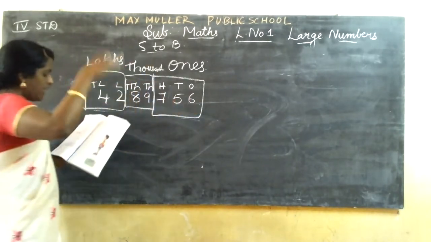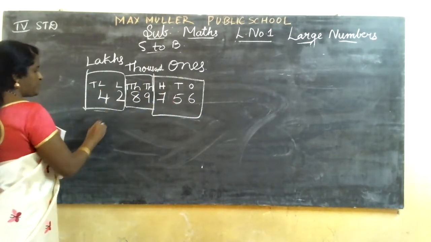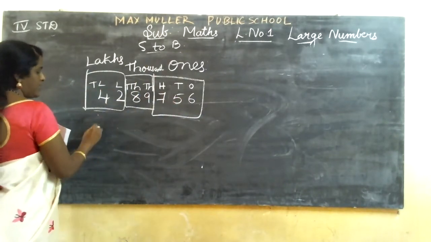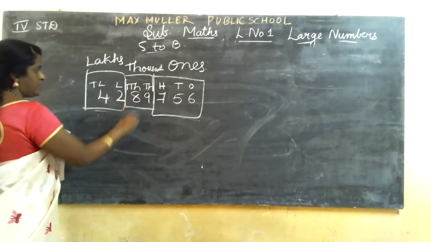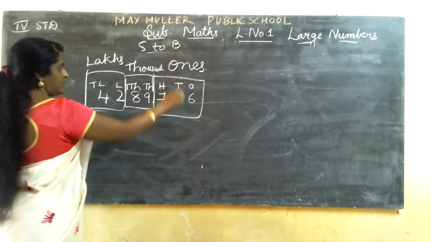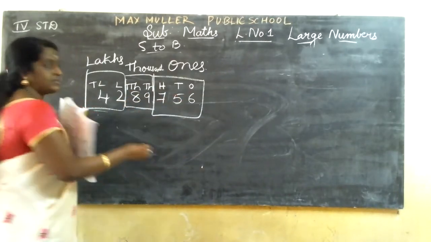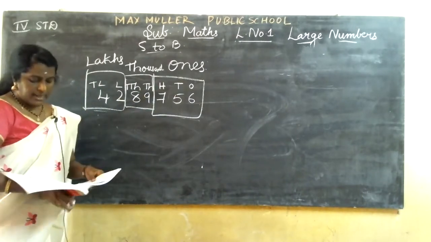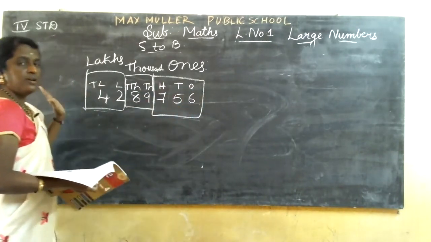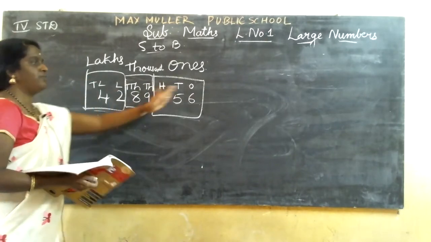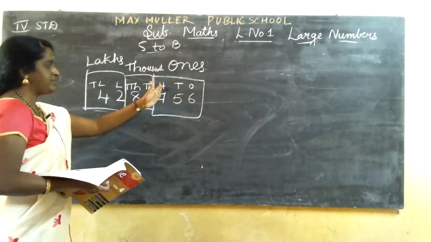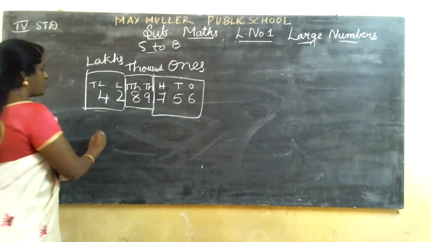89,756. So the chart is there. See, 4 is in the 10 lakhs place, 2 in the lakhs place, then 10,000 place, 1,000 place, hundreds, tens and ones. Like that from the right side we should come up to the left side. You should count ones, tens, hundreds, 1,000, 10,000. How should you put commas here?